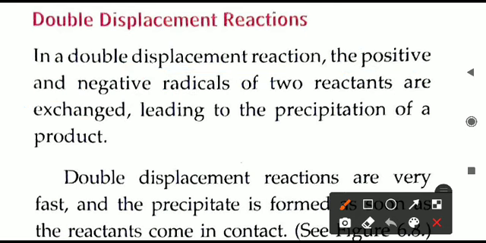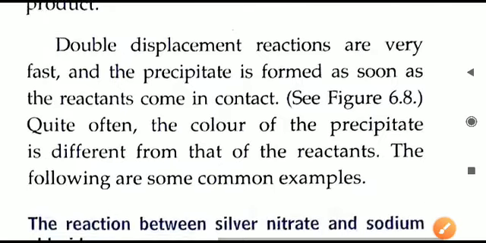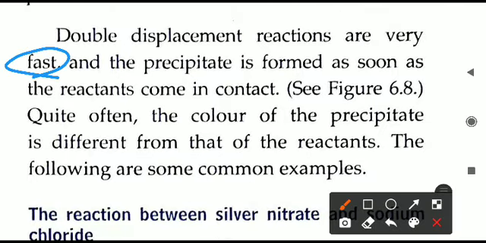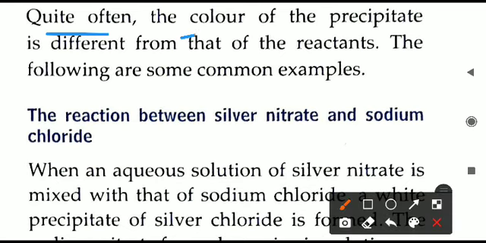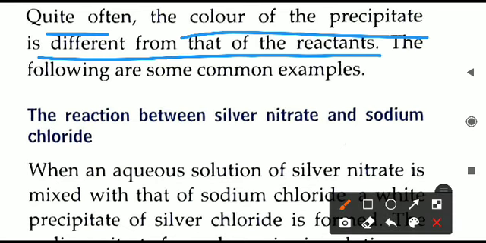As a result of this exchange, what will happen? There will be the formation of a precipitate. A thick insoluble solid will deposit in the test tube when this reaction is performed. That solid will be a precipitate. These reactions are very fast, and the precipitate is formed as soon as the reactants come in contact. Very quickly the reaction will happen. These reactions are very fast, and quite often the color of the precipitate is different from that of the reactants.